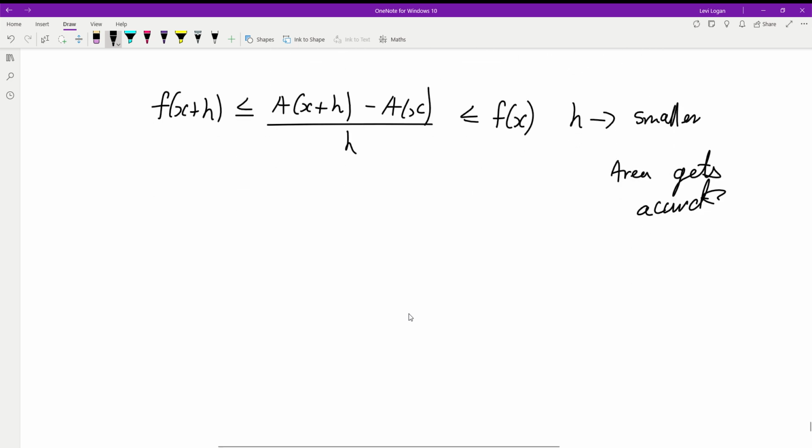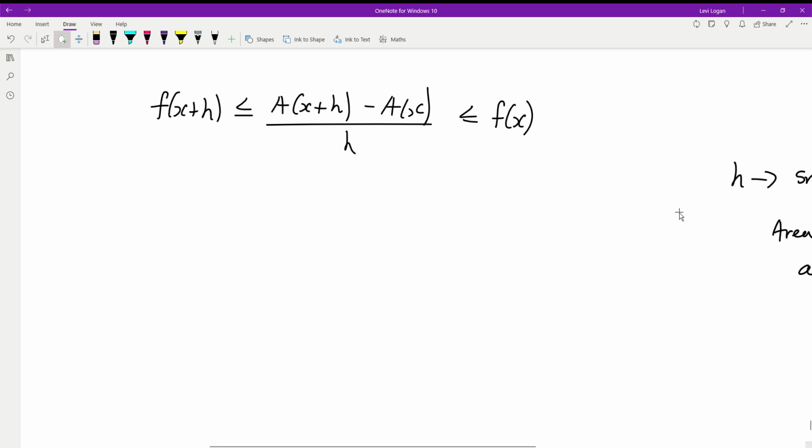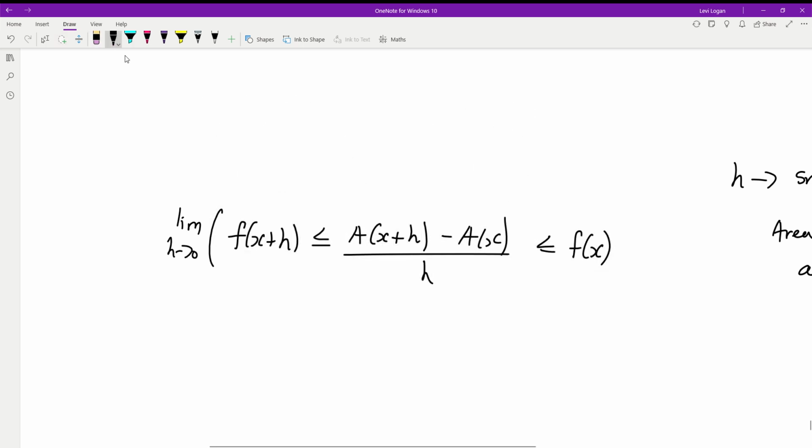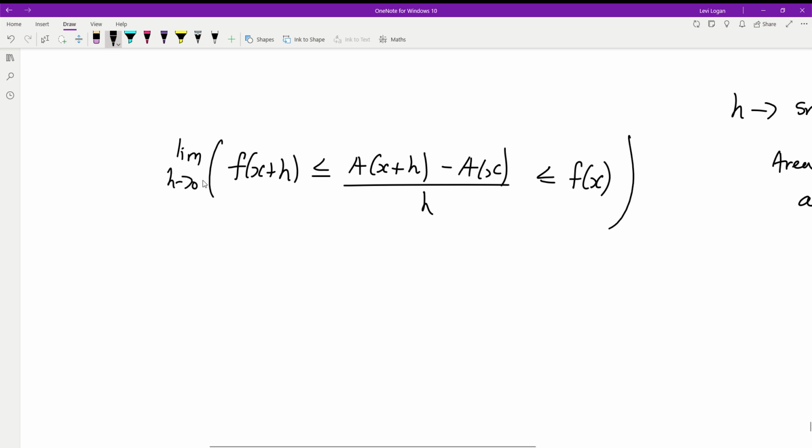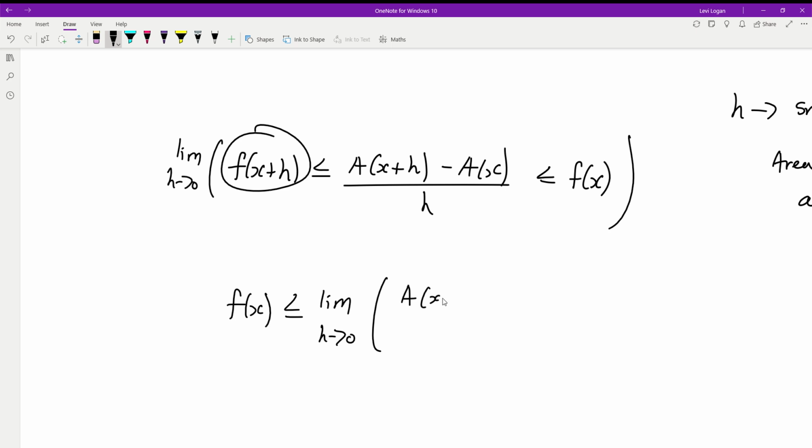So if I apply the limit now to make my widths very, very small, this is what I'm going to get. For starters, if I apply the limit to the entire expression, this first bit, as h goes to 0, is going to turn into f of x. In the middle, I'll just rewrite the limit there, and hopefully you can see a pattern starting to appear. And here, there's no h, so applying the limit would do nothing.